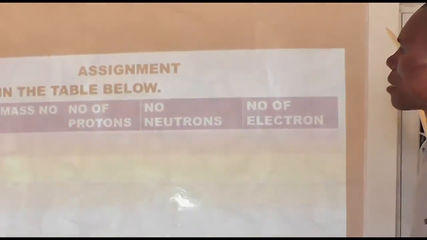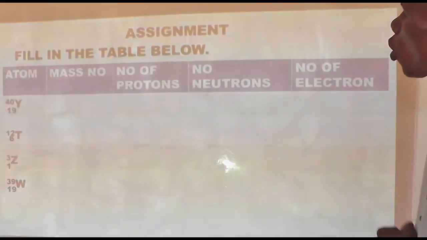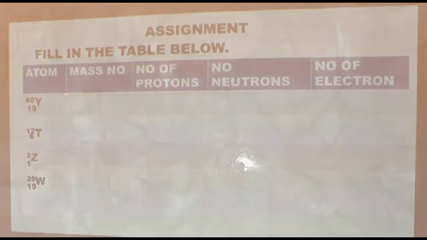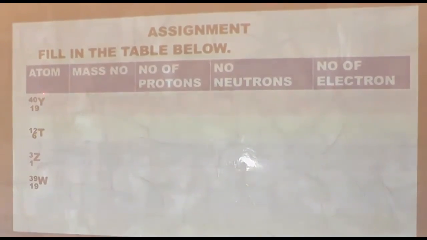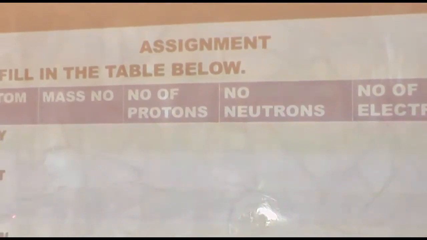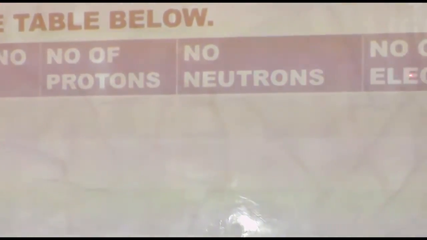Now, as a way of assignment, on your own, try and look at the elements on this table. The elements are assumed elements, the assumed atoms. An atom of element Y with mass number 40 and atomic number 19. Deduce the mass number, the number of protons, the number of neutrons, and the number of electrons.